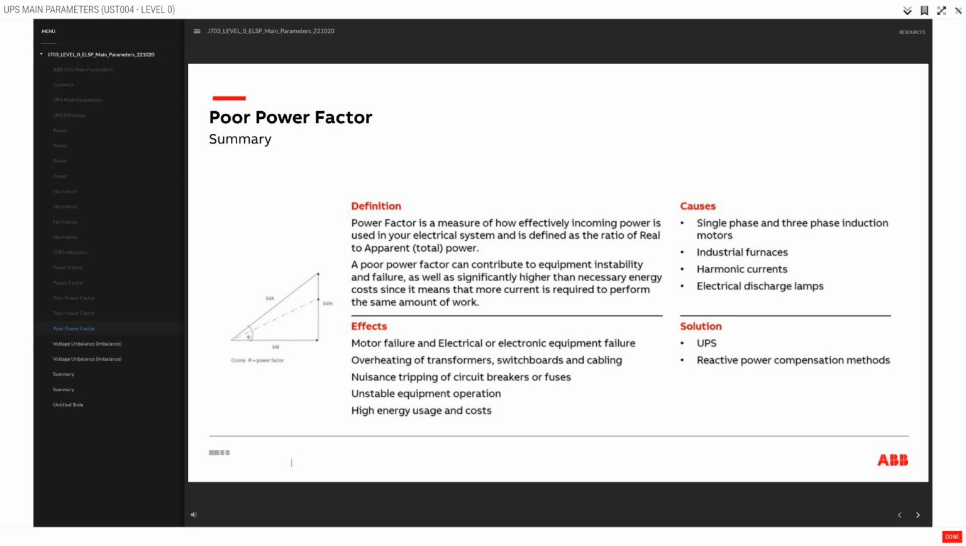Causes: single-phase and three-phase induction motors, industrial furnaces, harmonic currents, electrical discharge lamps. Effects: motor failure and electrical or electronic equipment failure, overheating of transformers, switchboards and cabling, nuisance tripping of circuit breakers or fuses, unstable equipment operation, high energy usage and costs. Solution: UPS. Reactive power compensation methods.